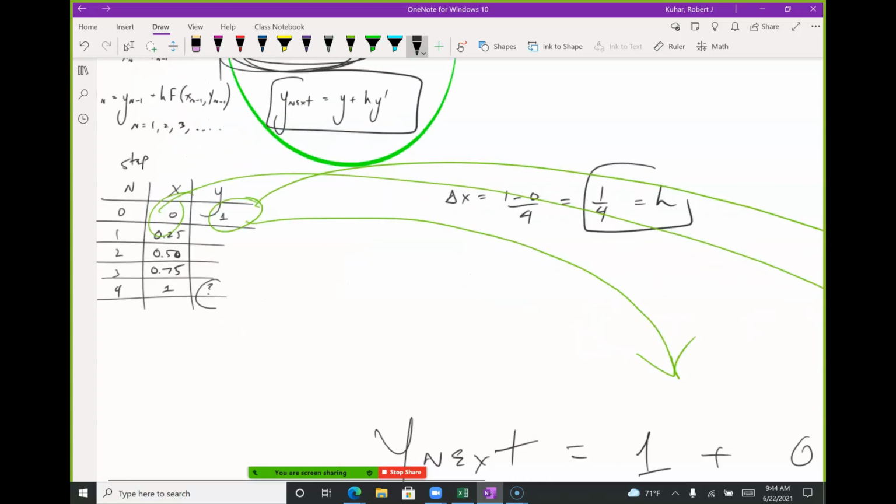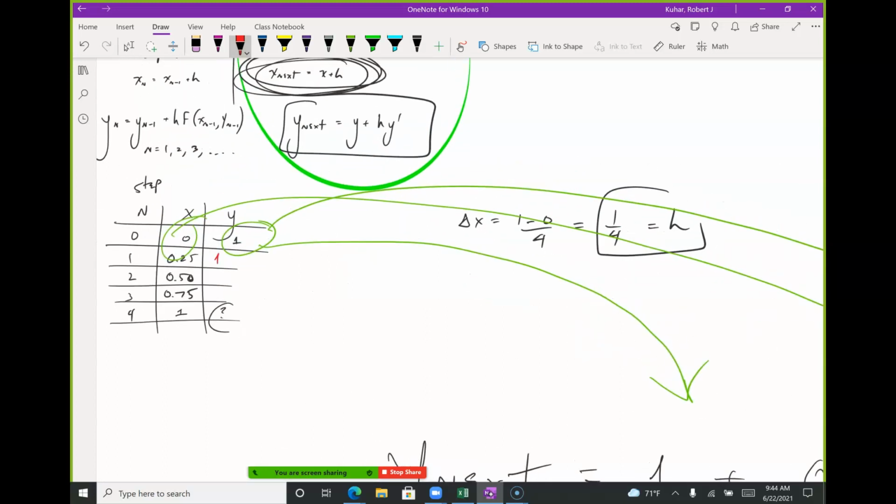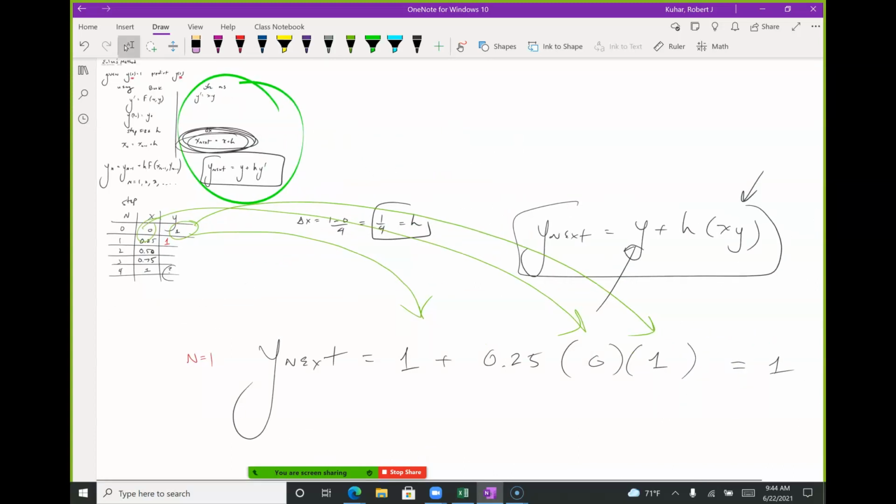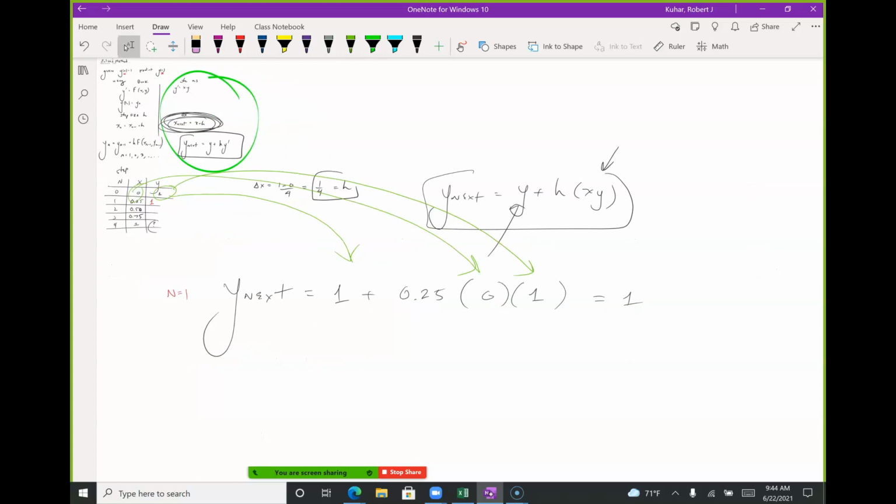So now I'm putting that in the next line. I got my y next. For step 1, for n equals 1, for the first time I calculated, I'm getting a value of 1. And now I rinse and repeat, right? So for n is 2.